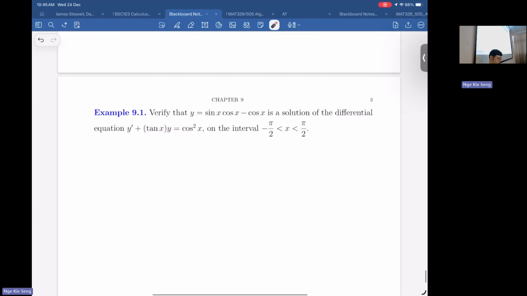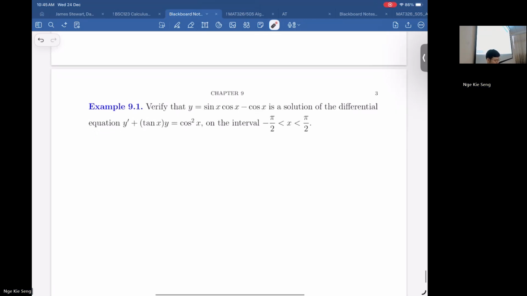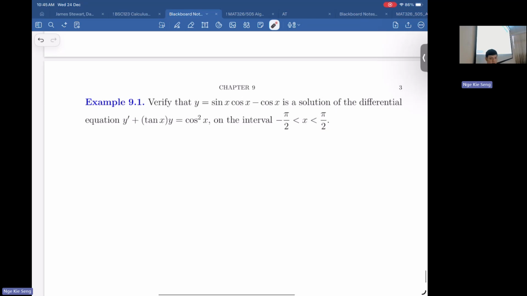All right. So how about trying 9.1? Can you try this question? Try and verify that this is a solution for this differential equation. I give you 2 minutes.